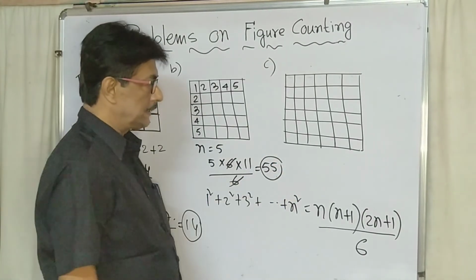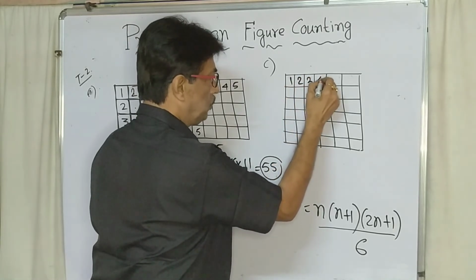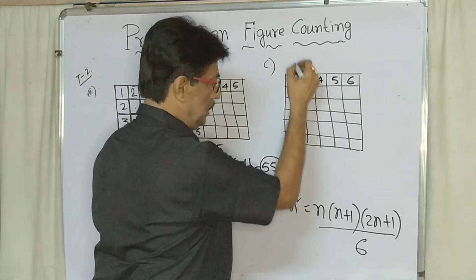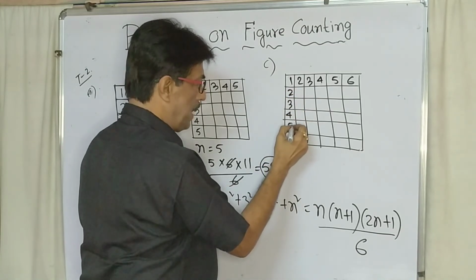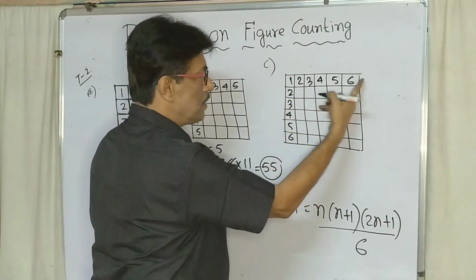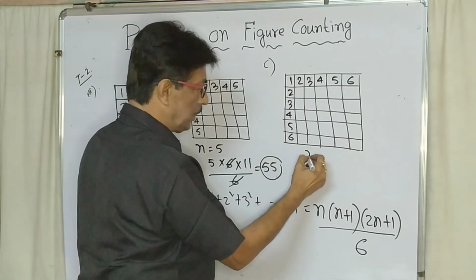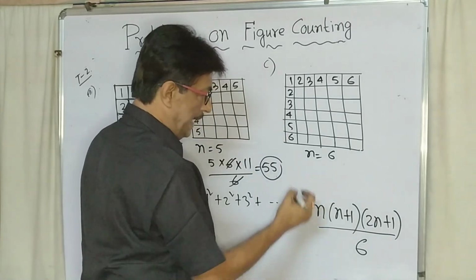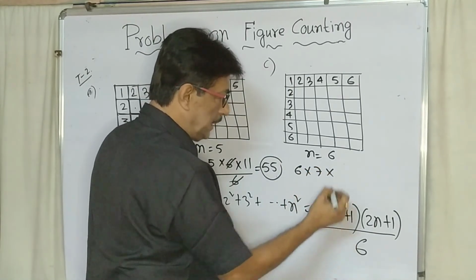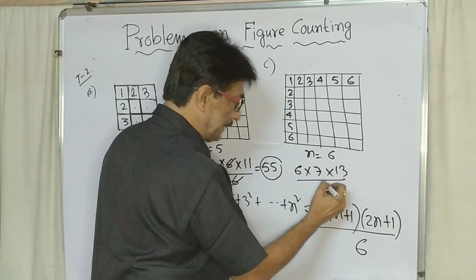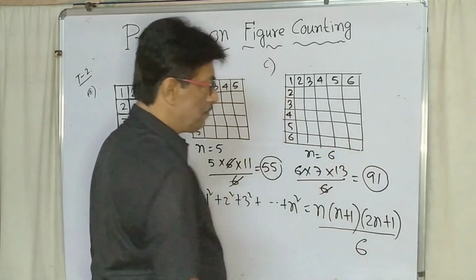Now in our third case, put the numbers 1, 2, 3, 4, 5, 6 horizontally, and 1, 2, 3, 4, 5 and 6 vertically. The maximum number in the horizontal line and the vertical line are the same, so put n equal to 6. 6 into 6 plus 1 means 7, 2 into 6 plus 1 is 13, by 6. 6 cancels, so there are 91 squares inside the figure.